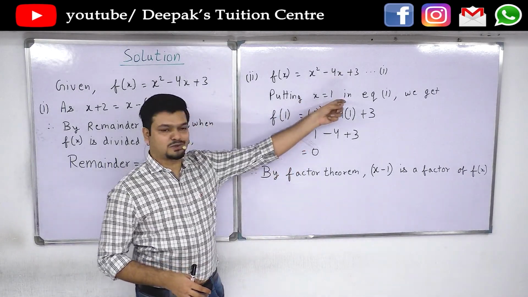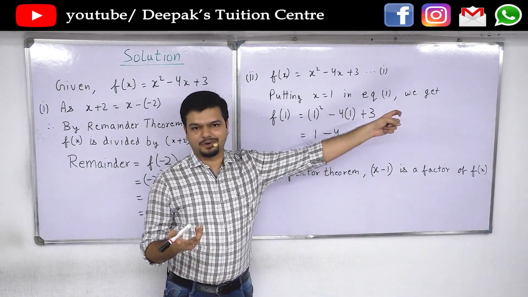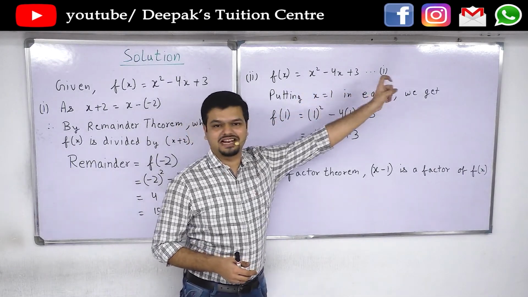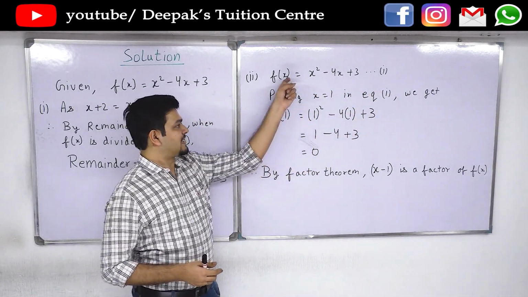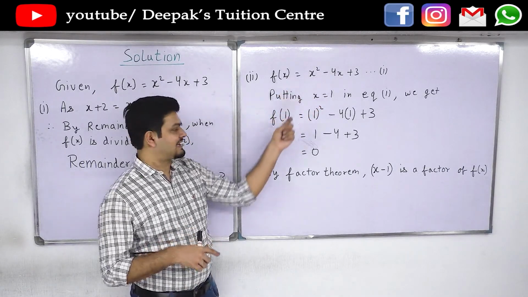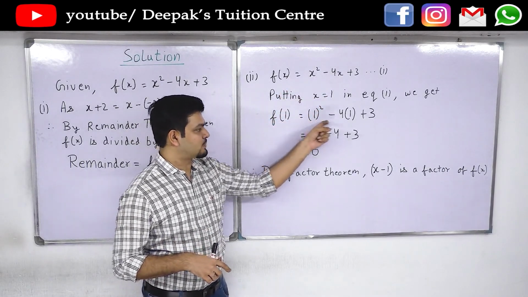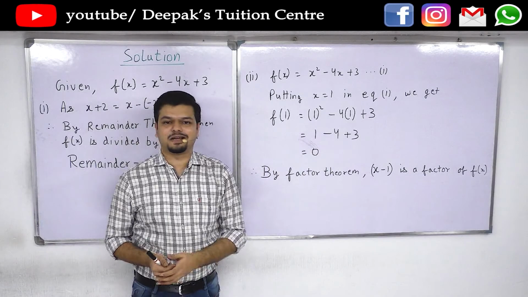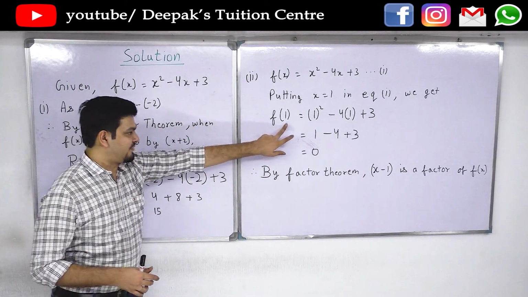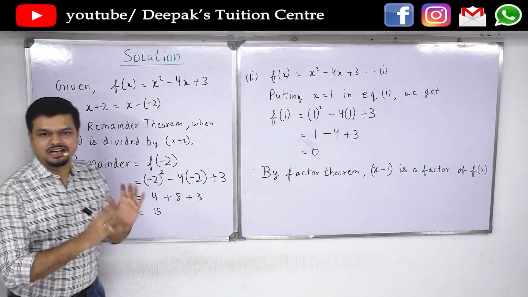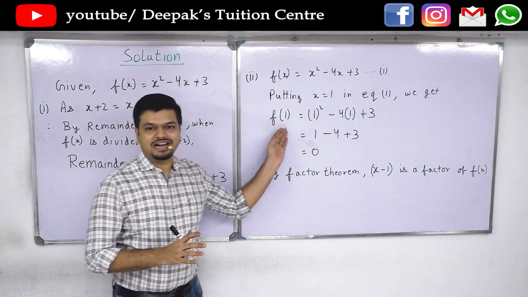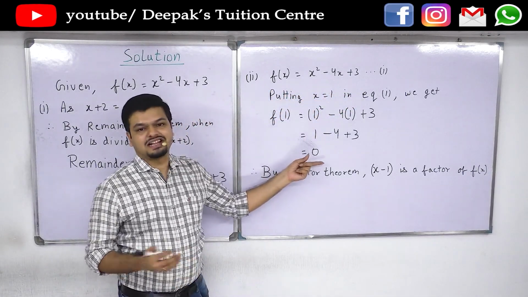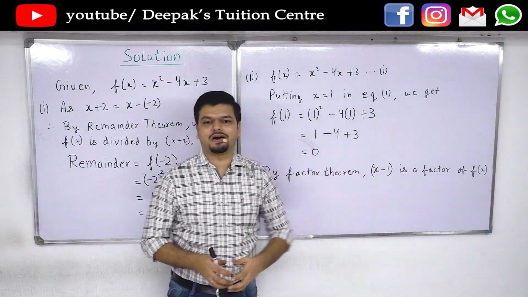So putting x equals 1 in equation 1, what is equation 1? We write f(x) equals x square minus 4x plus 3 as equation 1. So we substitute 1 as the value of x. So f(1) is equal to 1 square minus 4 into 1 plus 3. That gives me 1 minus 4 plus 3, which is equal to 0. You can see f(1), f(minus 2), these are very similar. So basically what we have proved here is that the remainder when f(x) is divided by x minus 1 is 0. That simply means x minus 1 is a factor of f(x).